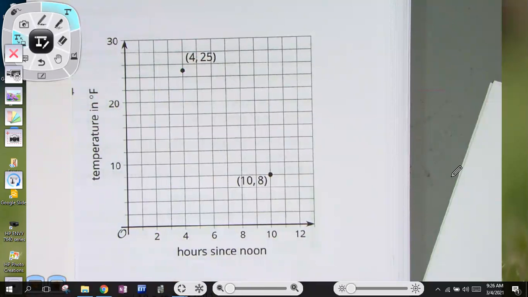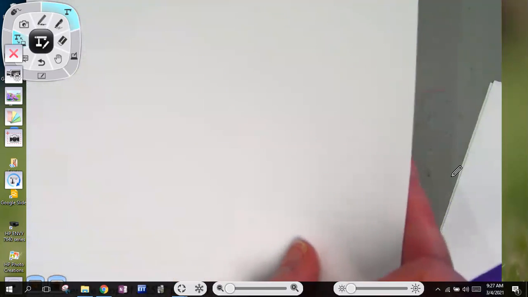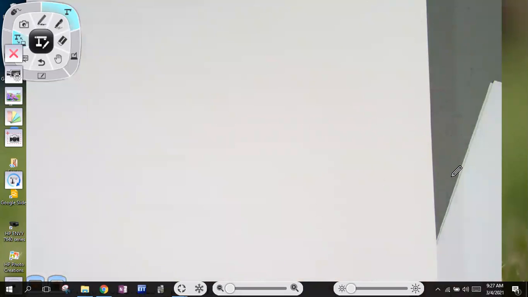Now, how much did it drop? How can we figure that out? 25 minus 8? Okay, so 25 minus 8, 17. Yeah, 25 minus 8 is 17. So how much did it drop? 17 degrees. Hold on one second. Can you tell how fast or at what rate the temperature was falling? If so, how?